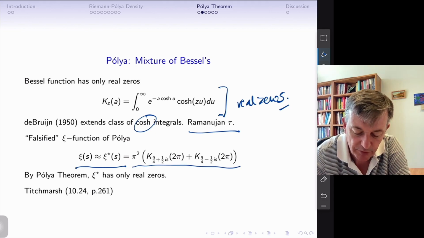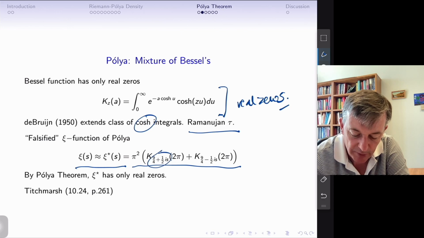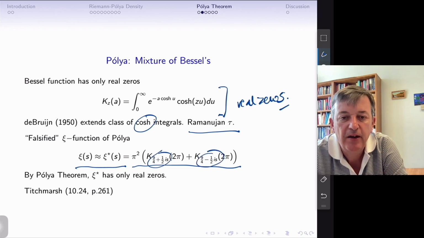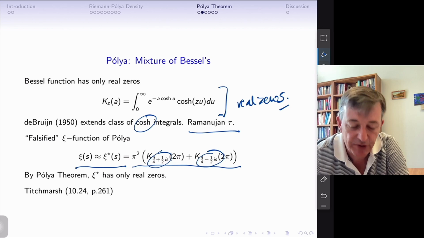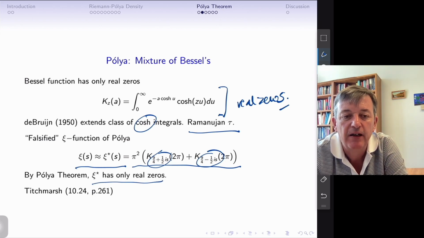And essentially he proves that if you take a sum of two Bessel functions, and again, there's our theorem, we look at the two Bessel functions evaluated at 9/4 plus a half is, 9/4 minus a half is. Essentially, we can just use Polya's theorem and show that what Polya called the falsified psi function has only real zeros.